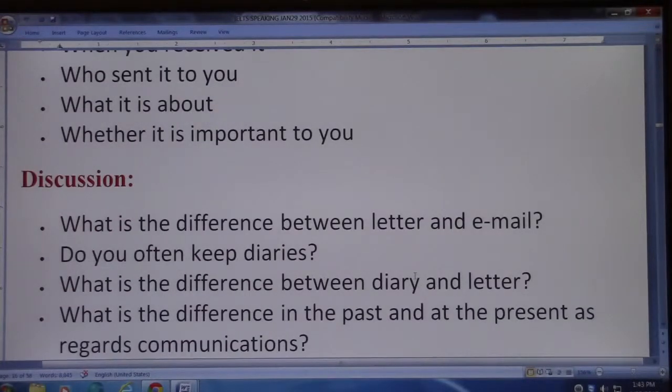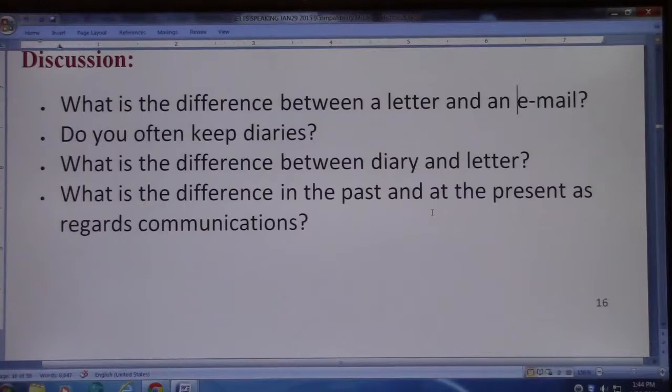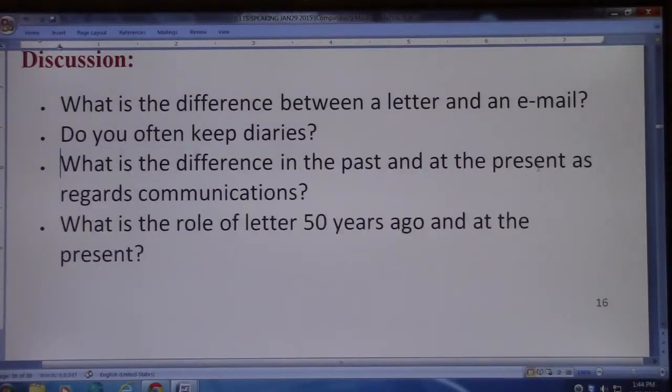So what's the difference between a letter and an email? Do you often keep diaries? Do you have a diary? Do you write every day? Do you write the things that happen to you? What is the difference between a diary and a letter? Well, they would never ask you this. So what is the difference?